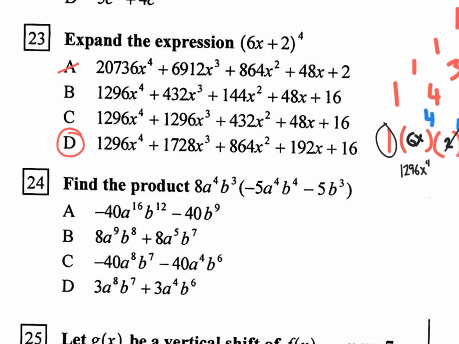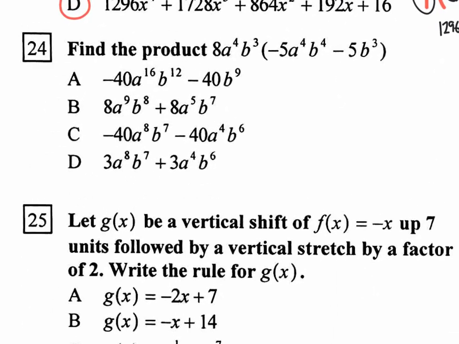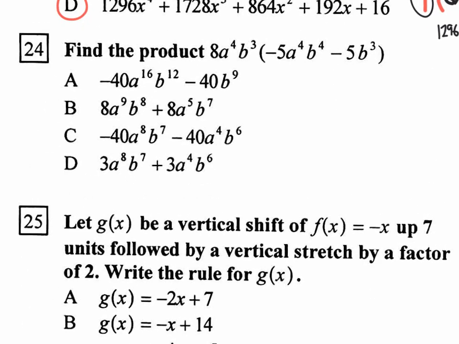So let's move on to number 24 here. Find the product. That's simply the distributive property. So when I go 8, a to the fourth, b to the third, times negative 5, a to the fourth, b to the fourth, 8 times negative 5 is negative 40. And of course, a to the fourth times a to the fourth, you add the exponents. You don't really multiply them, you add them. So that's a to the eighth.